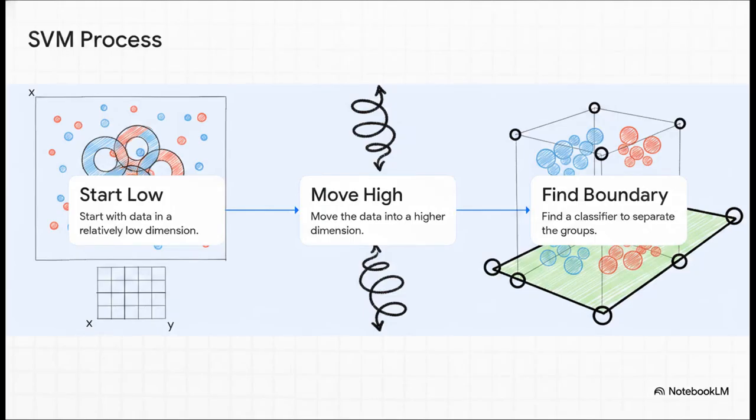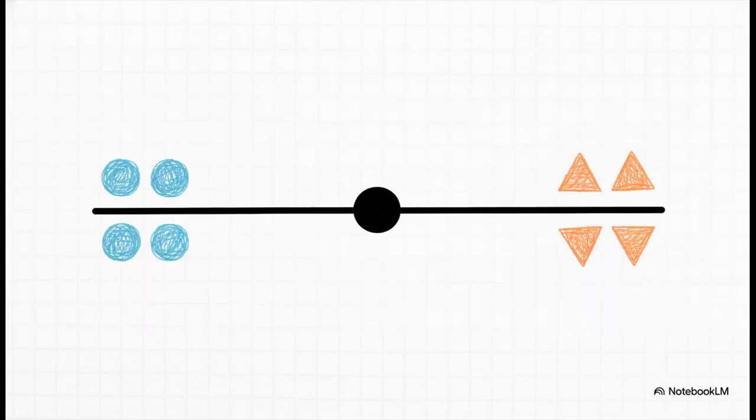So, the crucial takeaway here is that a support vector machine is incredibly systematic. It always follows these 3 simple steps to untangle overlapping data. Step 1. Start with data in a relatively low dimension. Step 2. Move the data into a higher dimension. And step 3. Find a support vector classifier that cleanly separates the groups in that new space. That's the core logic. Let's rapidly track how this builds dimension by dimension.